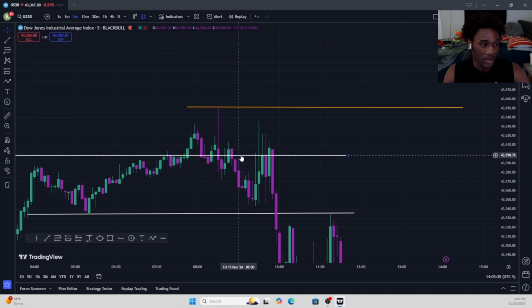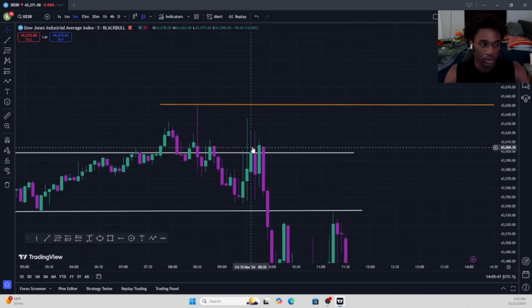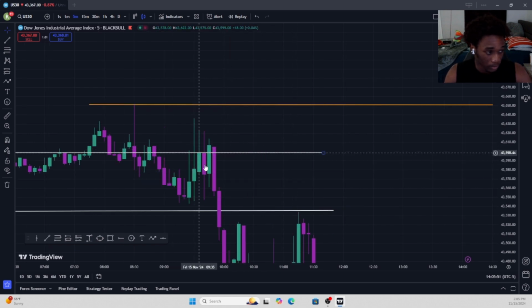Now, as you guys know, resistance is the roof and support is the floor. So in this case, price broke below the floor, which made it resistance, right? Price broke back through the roof, which makes the resistance become the floor. So now I wanted to see price break through the floor, which is the support zone. All I wanted to see was price break back below this zone.